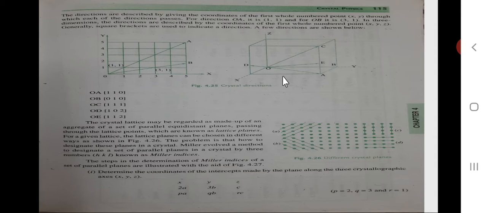These directions pass through the origin O and end at A and B respectively. This is origin O. This direction ends at A, and the second one ends at B.